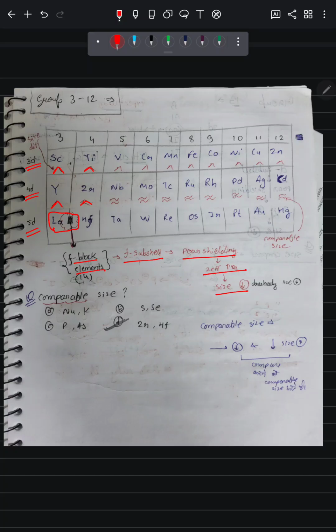The same reason is applicable, and we can say that Zr and Nb, Mo and W tungsten, and Tc and Re will have comparable size. So there is one question: which of these elements will show comparable size? Zr and Hf will show comparable size.